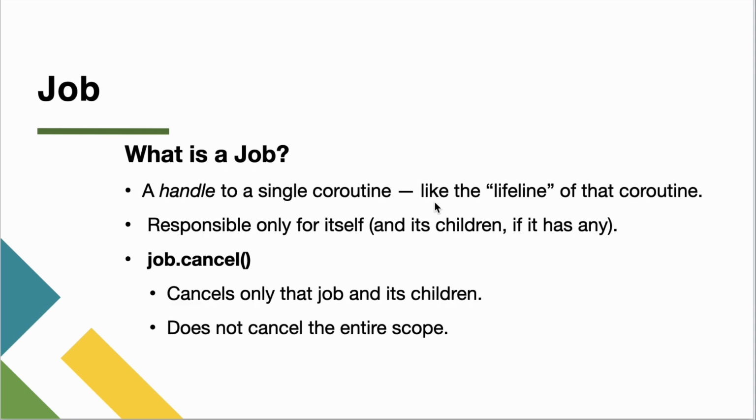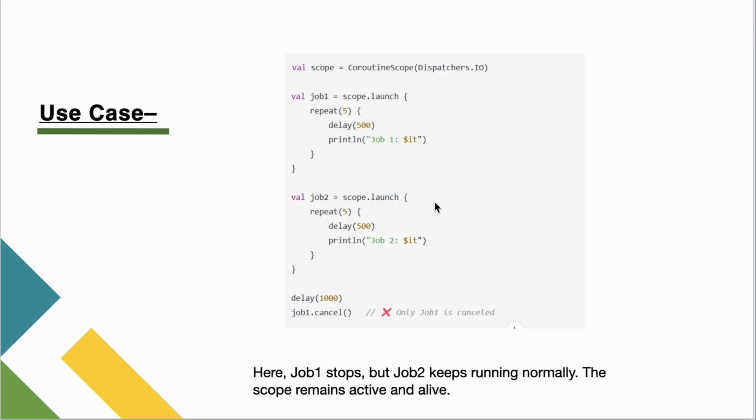Before we deep dive into what is job.cancel, we should first understand what is a job. A job is basically a handle to a single coroutine, like the lifeline of that coroutine. Think of it as a GPS tracker for one task. And job.cancel cancels only that job and its children, and it does not cancel the entire scope. So to understand more, let's see an example and understand how job.cancel will work.